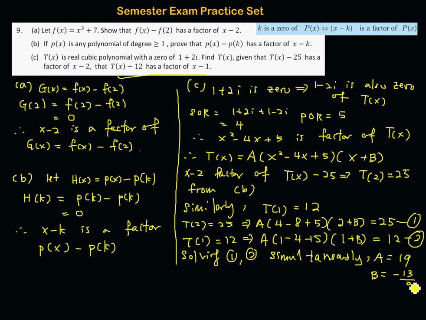And so we have found t(x) right here: 19 times x squared minus 4x plus 5 times x minus 13 over 19. So that's the answer. I hope you try other questions or redo these questions, and all the best.